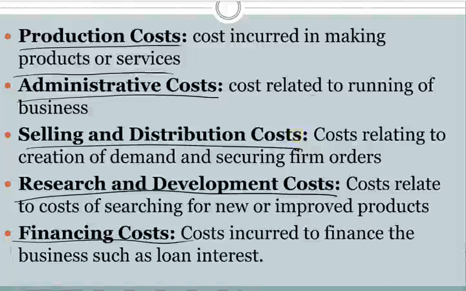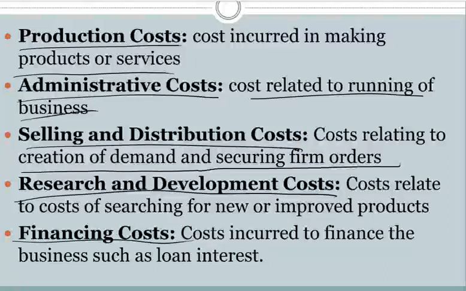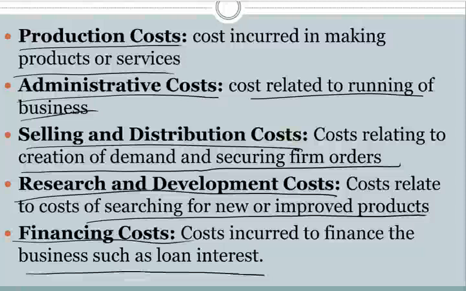is costs related to running of the business. Selling and distribution is costs related to creation of demand and securing of orders. Research and development costs are costs related to searching for new and improved products. And financing costs are costs incurred to finance the business, such as loan interest. So these are basically another classification of cost by function.